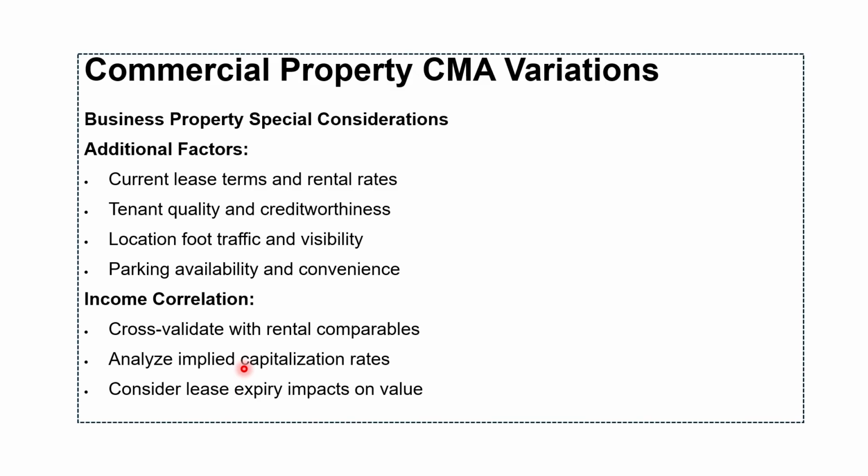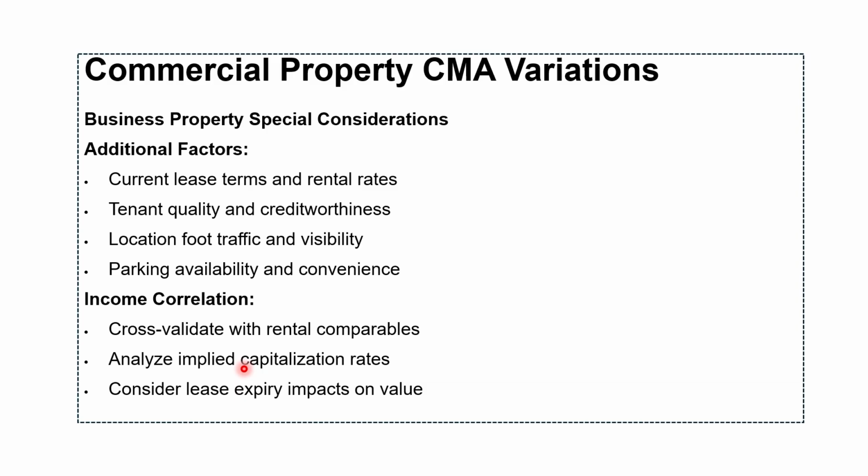So commercial properties are not as straightforward as residential properties. Income correlation analysis will provide essential validation for commercial CMA conclusions. So not just CMA, but income correlation we can also put in, and that will be a better marker, something which can help us in better analyzing the commercial properties.